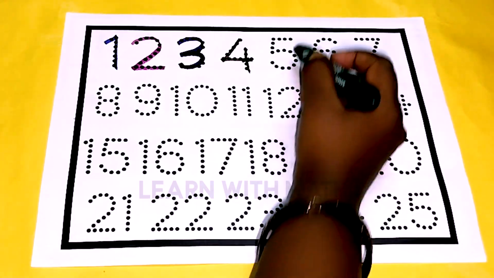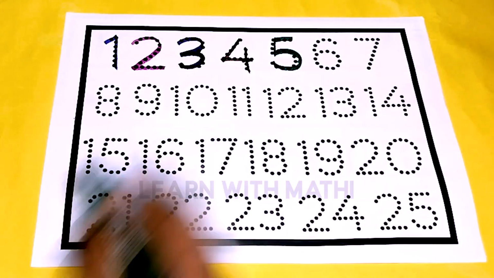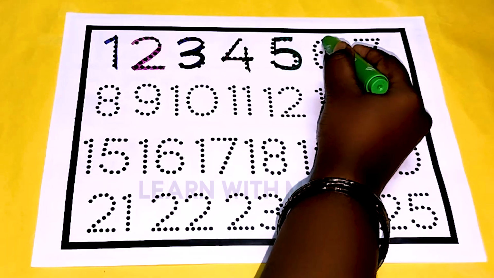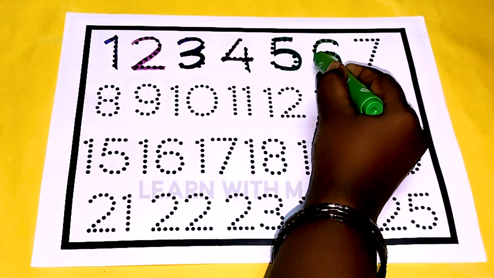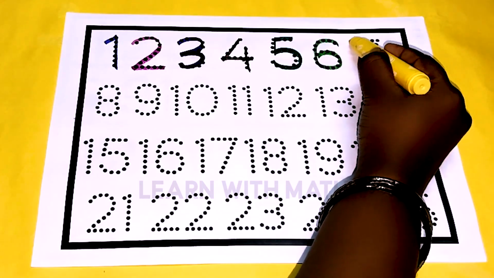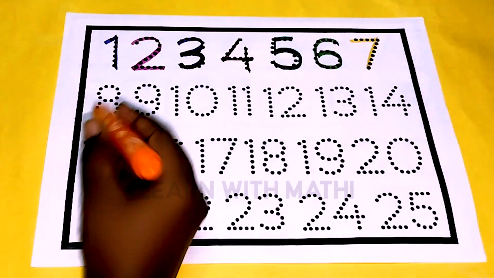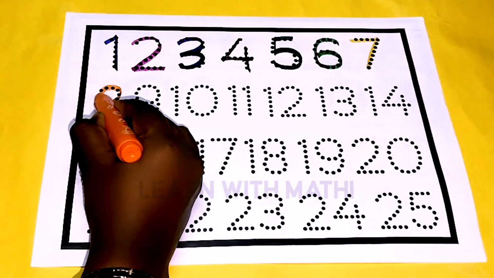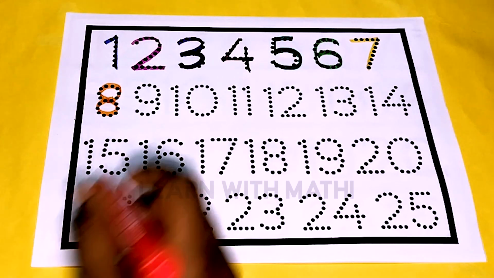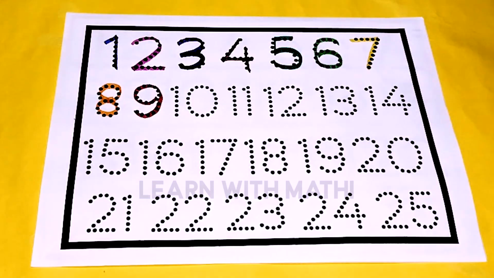This is dark green color. 5. This is green color. 6. This is yellow color. 7. This is orange color. 8. This is red color. 9.